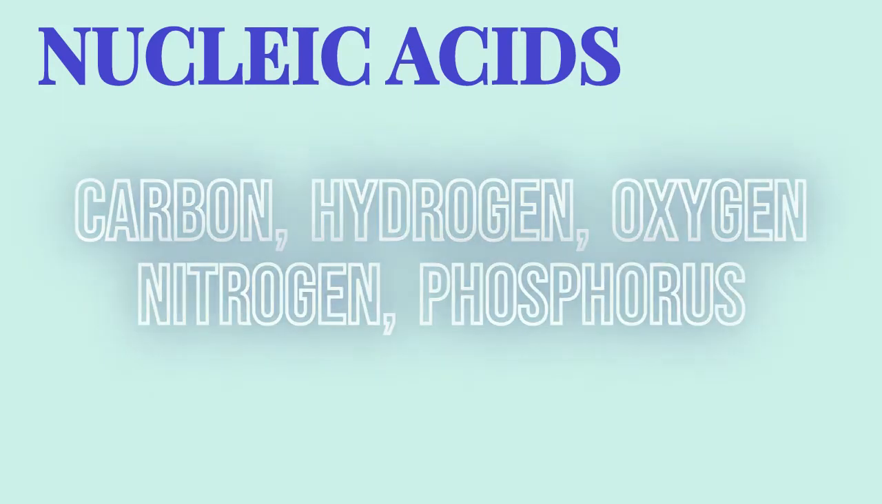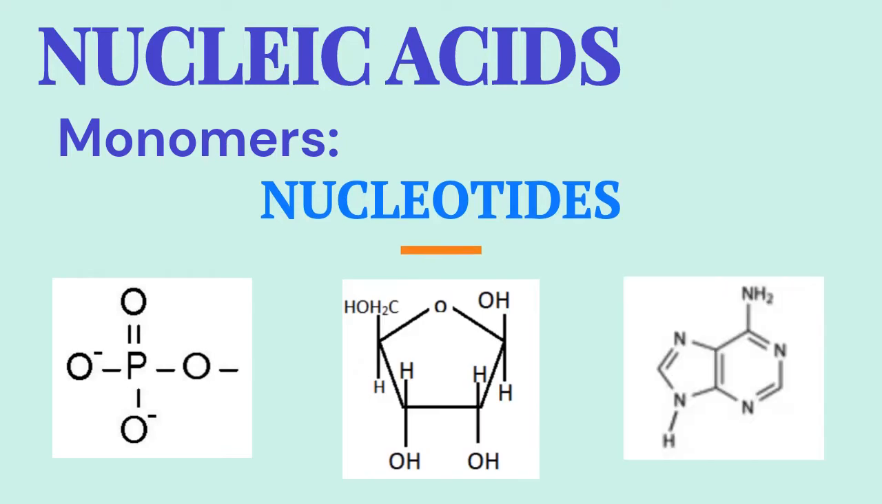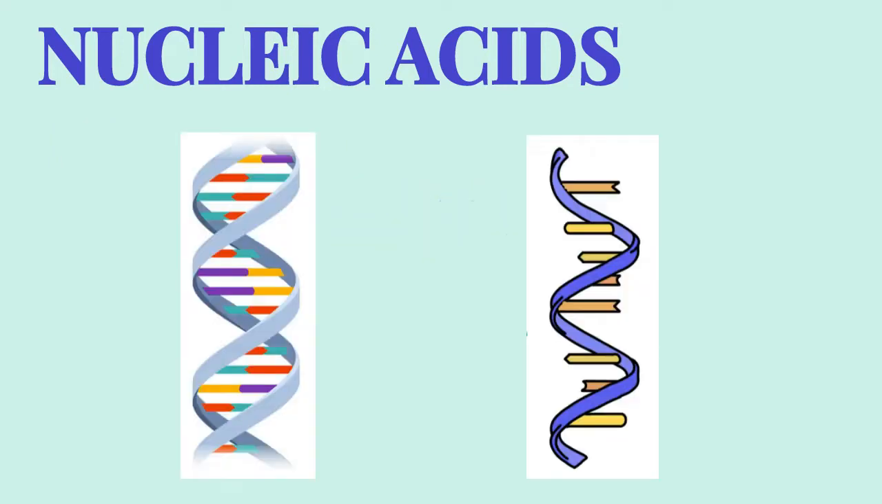Lastly, we have nucleic acids, which contain CHON and P. The monomers of nucleic acids are nucleotides. Nucleotides are made of a phosphate group, a 5-carbon sugar, and a nitrogen base. The two polymers are DNA and RNA.